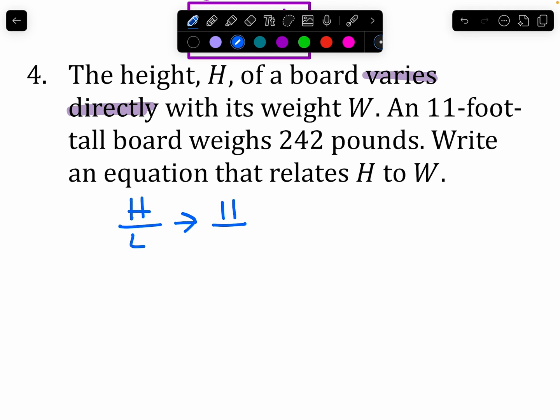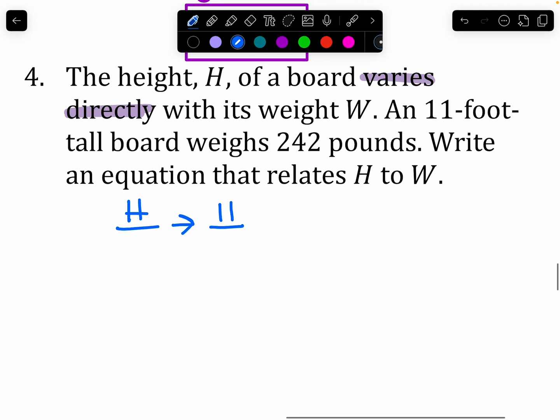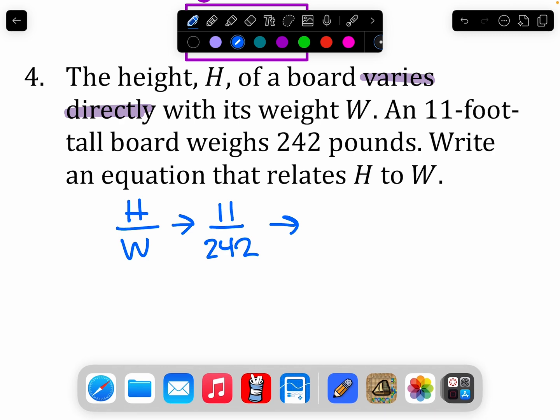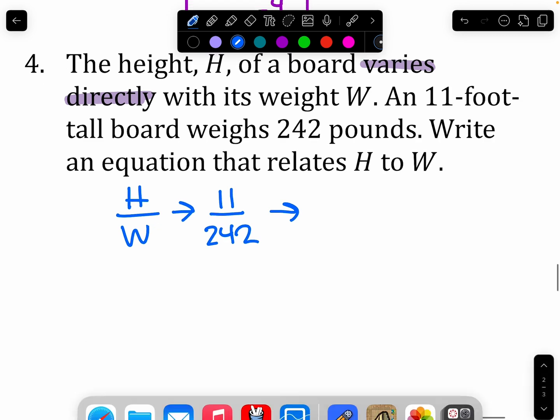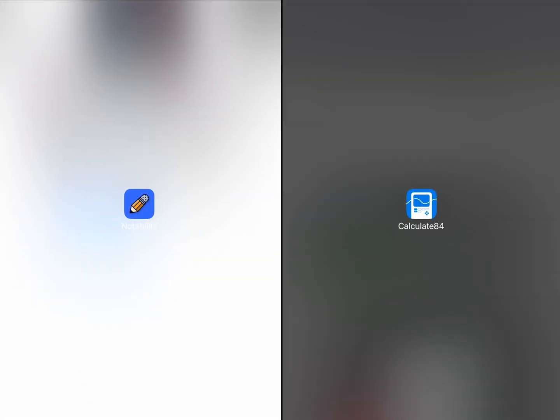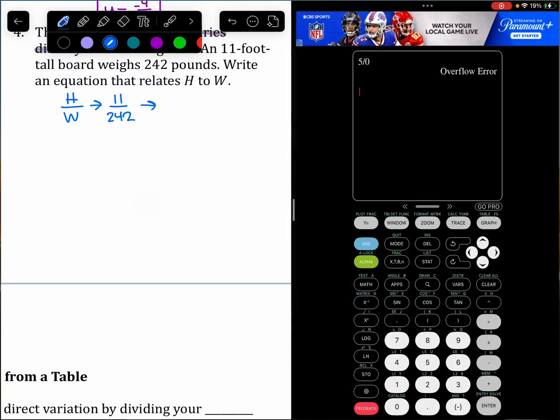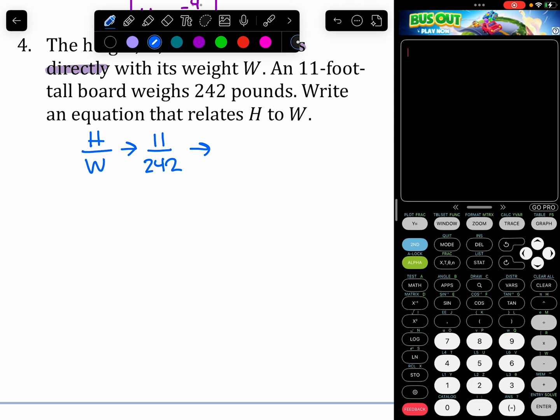Okay, now it tells me that an 11-foot tall board, that is height, weighs 242 pounds. I put L, but I meant to put W. I'm a silly goose. So I'm going to pull up my calculator so I can show you how to do this in the calculator if you need to. Also, this is a really nice app if you do not have a TI-84 at home and you don't necessarily want to use Desmos. So in my calculator, I'm going to do 11 divided by 242, and I hit enter.